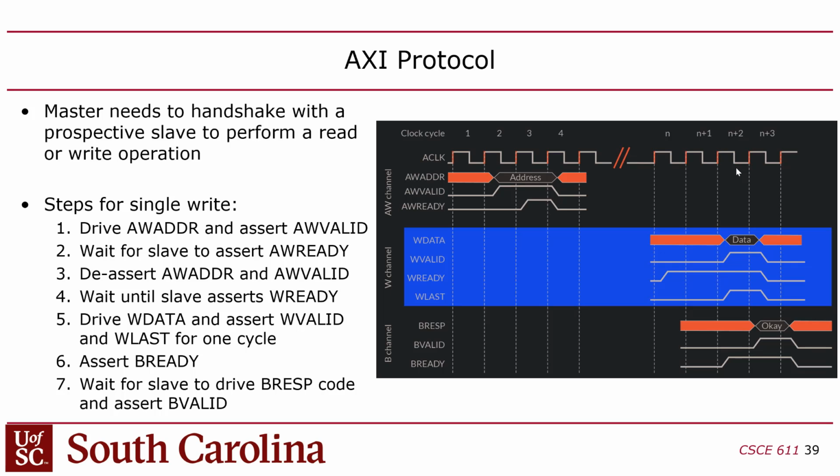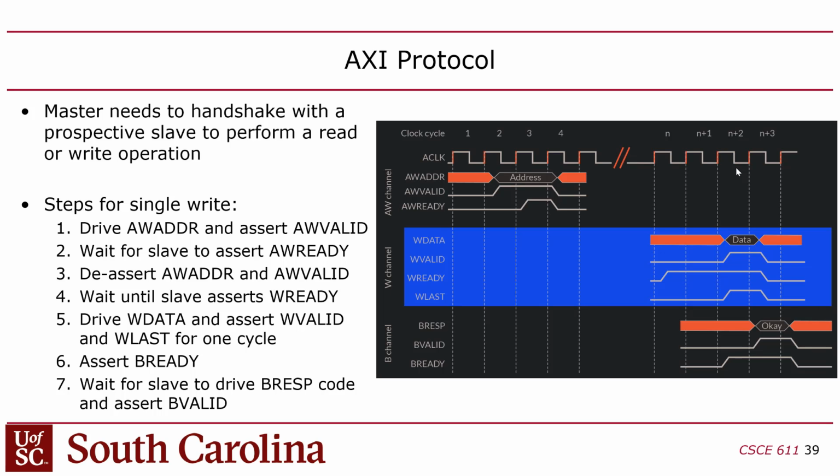And then AXI has this feature, an acknowledgement channel called the B response channel. Because otherwise, the problem with writes is you don't really know if it worked. Like you say, I want to write. How do you know your write just didn't go into a black hole, right? You need to have some acknowledgement.